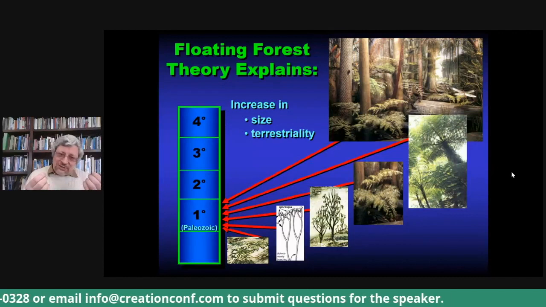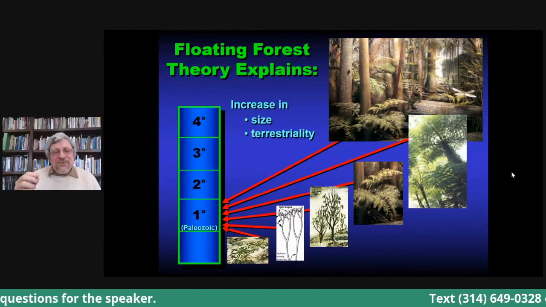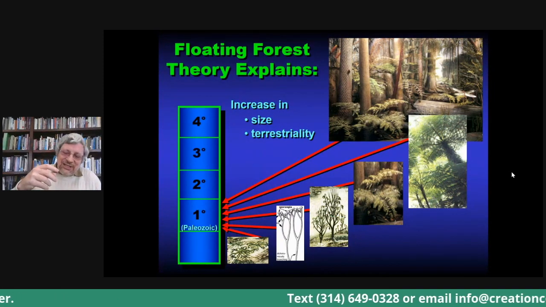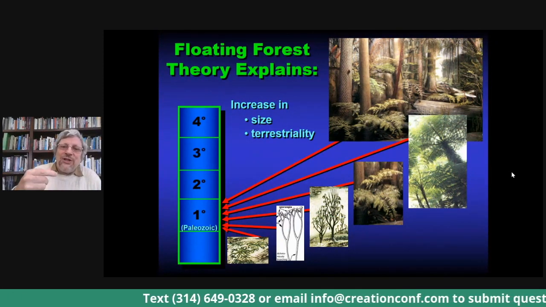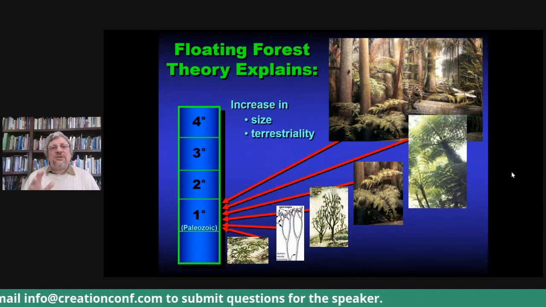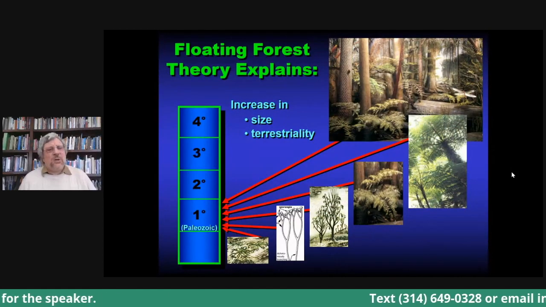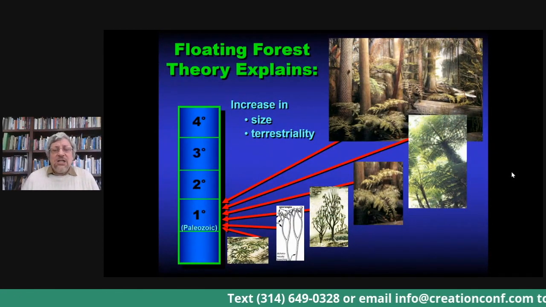The cool thing about this theory, and why I say it's the kind of theory we should be looking for, is the theory actually explained far more than it was designed to explain. Let me be clear here, because people have criticized this theory and said, oh, he's trying to explain the coal seams and all of that.